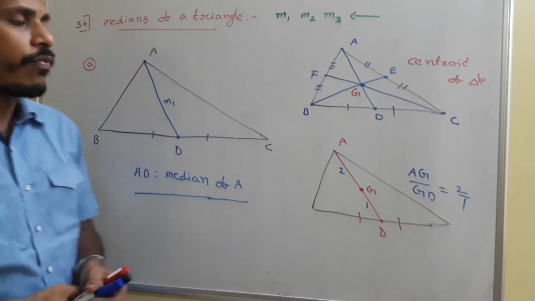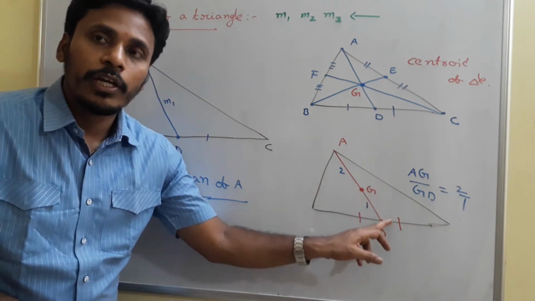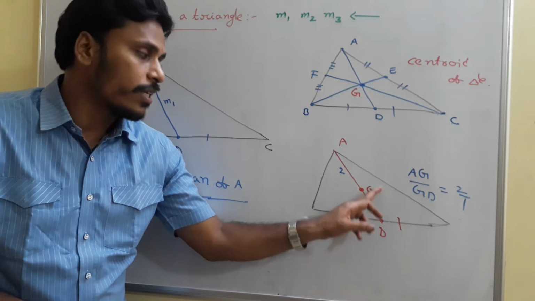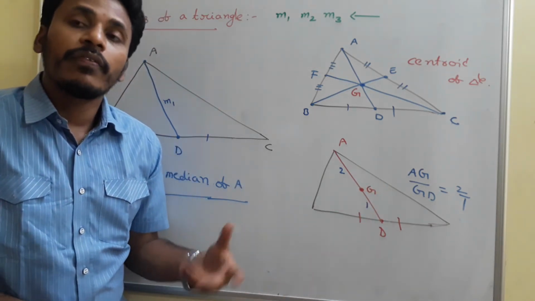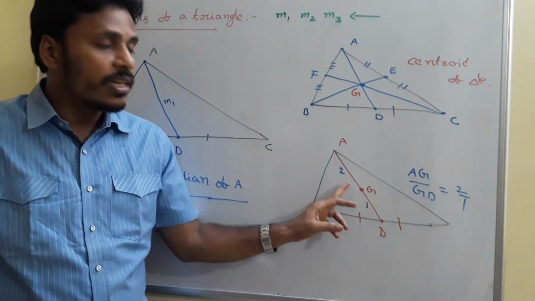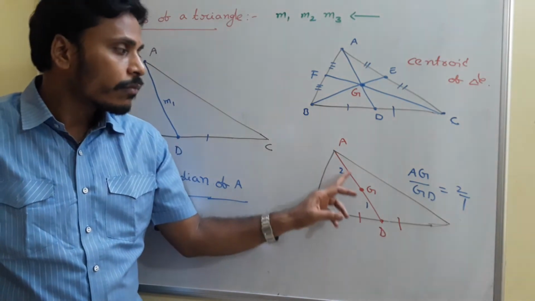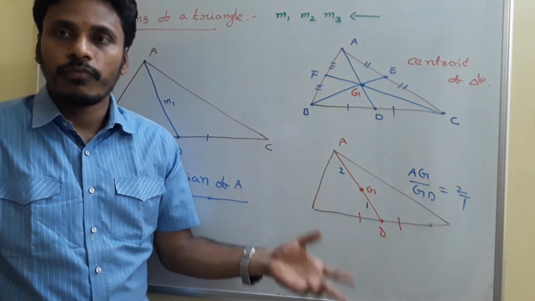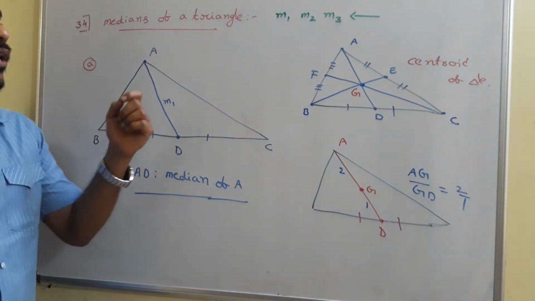Sometimes you may face certain problems. If the length of GD, from the centroid to the midpoint D of the opposite side, is 5 units, then what can we say about the distance from the vertex A to the centroid? Since it is in the ratio 2:1, if this length is 5, then that length is 10, 2 times 5. So these are the simple definitions related to the medians as well as the centroid.